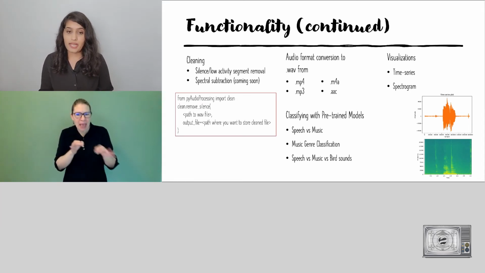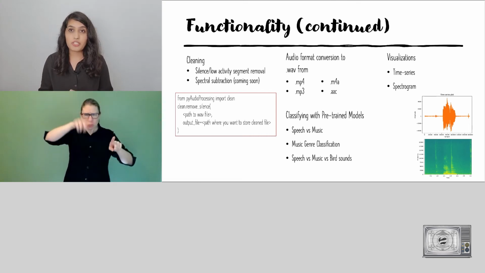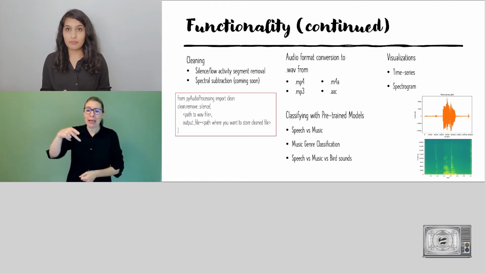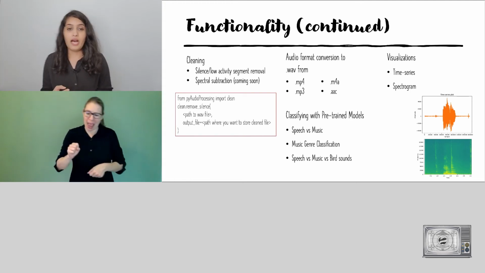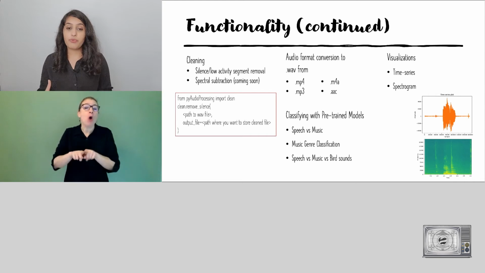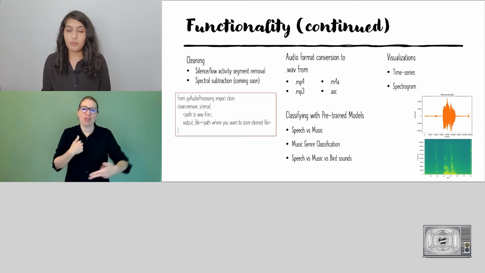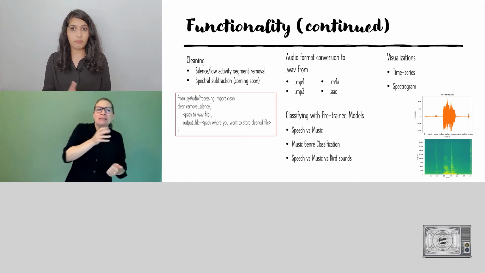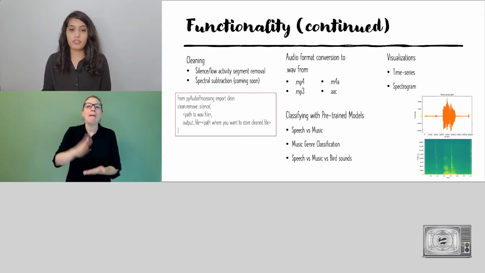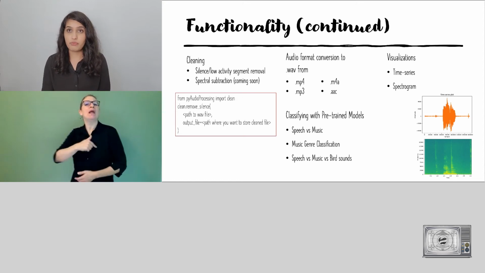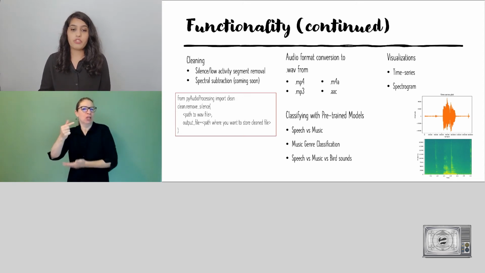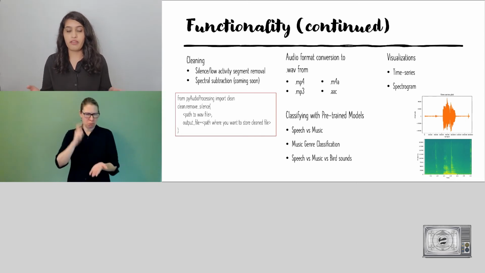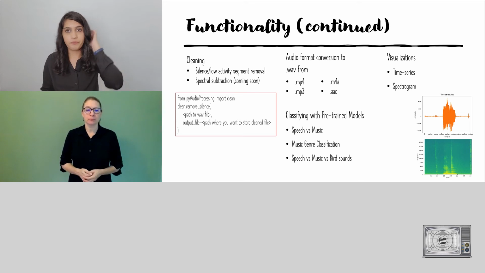It's again under implementation, but all these functionalities would be available. Converting audio formats, as we have discussed, visualizations in time series, in frequency domain, the spectrograms, which is a combination of time series and frequency domain, and then also pre-trained models like I was specifying. So there are 3 available in this library. There is a classifier that classifies between speech and music. Another classifier does music genre classification between 10 music genres, and another one does speech versus music versus bird sounds classification. So it'll be able to decipher your audio between 3 different classes.